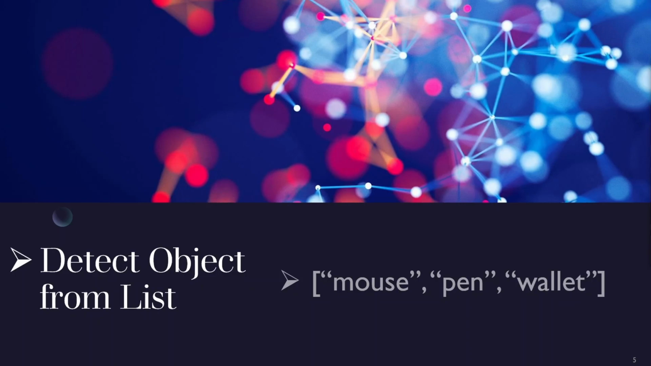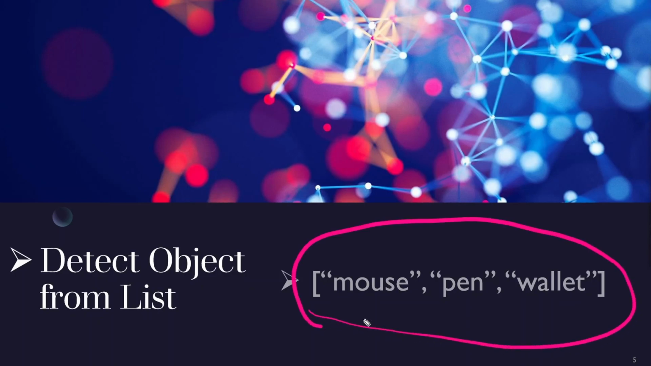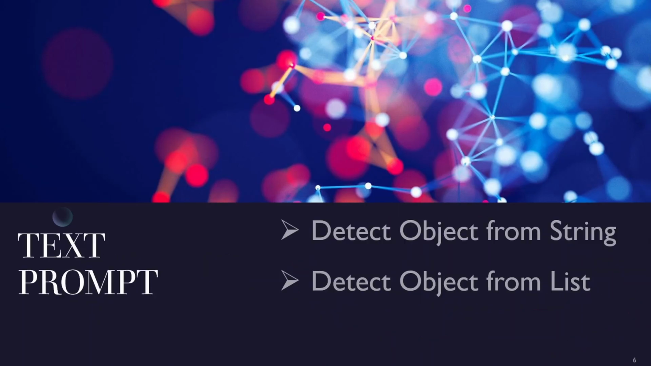And another way, from the list we can detect objects. Here we can send the text prompt as a list. Basically it is a Python list. In this way we can send mouse, pen, wallet, this list of classes, into the algorithm along with the image. Then the GroundingDINO algorithm will detect the bounding boxes if they are found in this image. So in this way, basically GroundingDINO detects objects from the image.